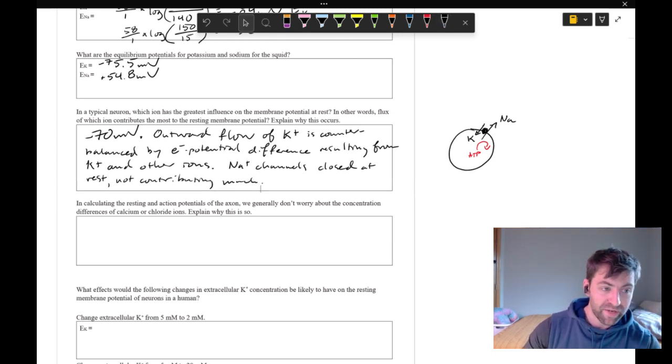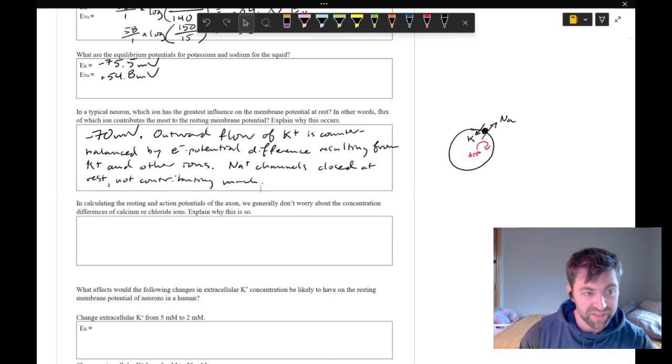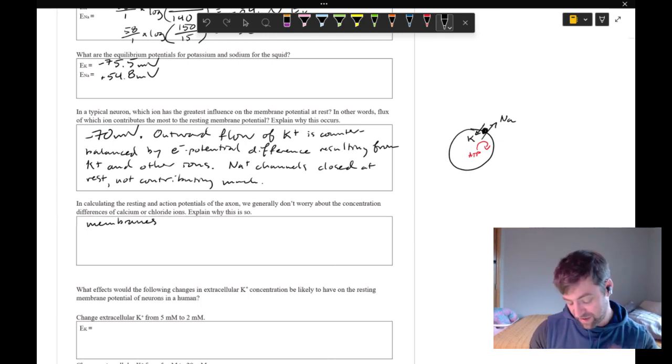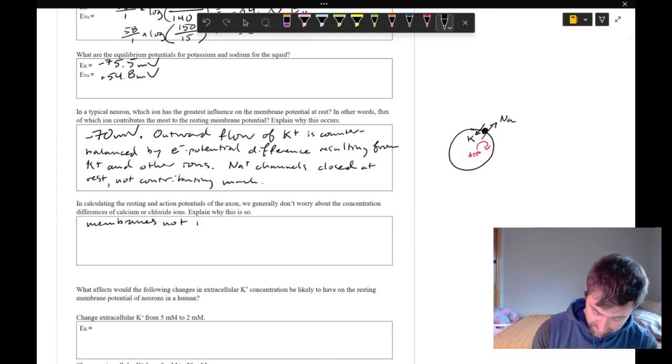In calculating the resting and action potentials of the axon, we generally don't worry about the concentration differences of calcium or chloride ions. Explain why this is so. Simply put, neuron membranes are not permeable to calcium or chloride.